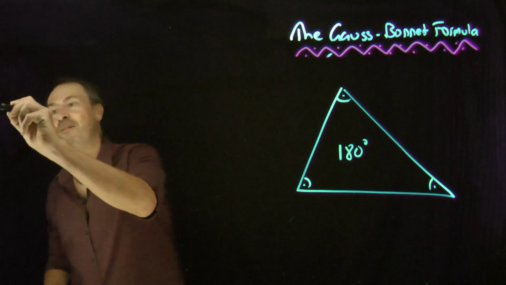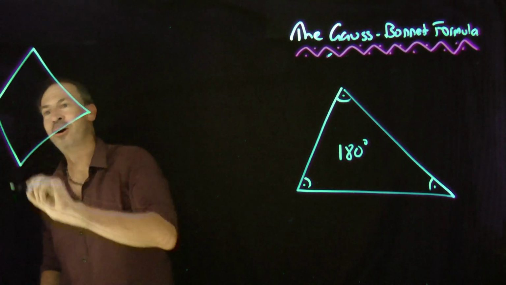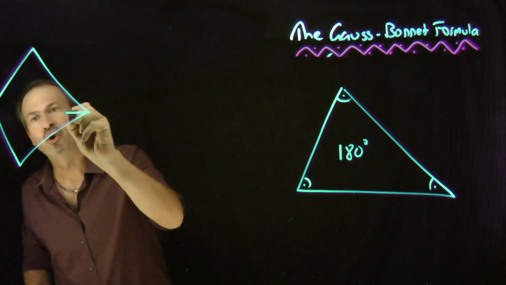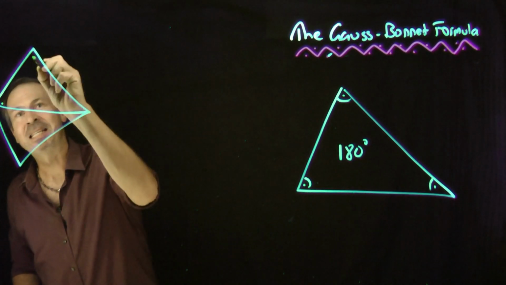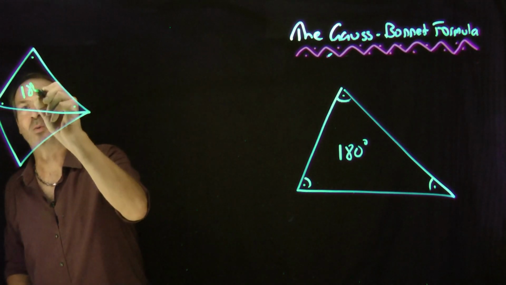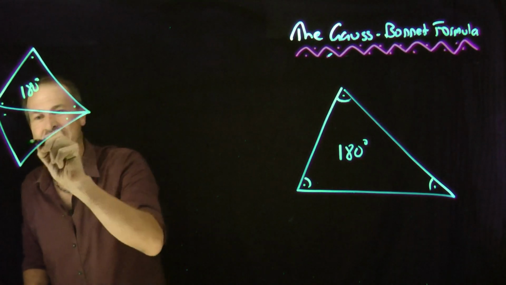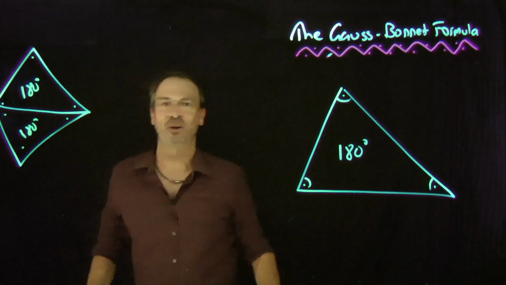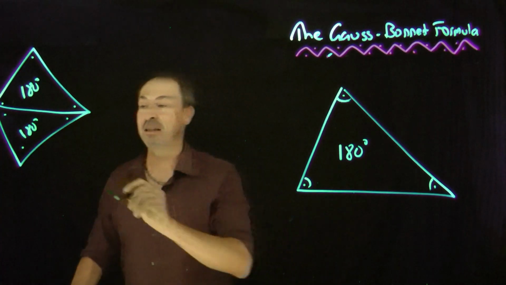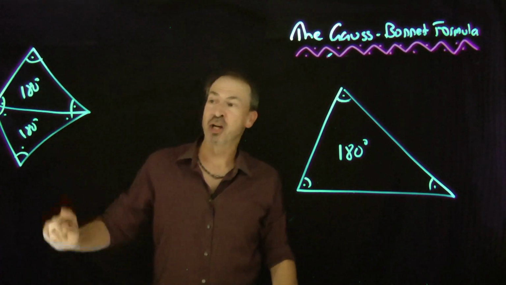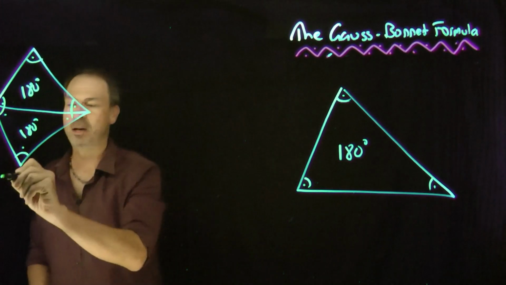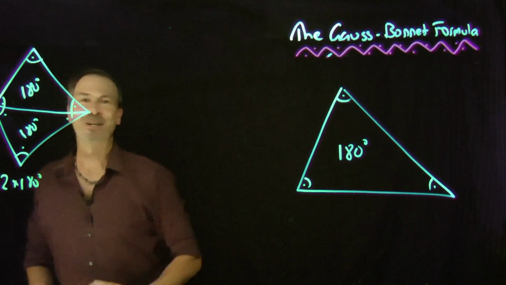For example, here's a 4-sided shape, 1, 2, 3, 4. And I can see I can divide it into 2 triangles. In which case, in Euclidean geometry, the three interior angles of the upper triangle are sure to add to 180 degrees, and the three interior angles of the lower triangle are sure to add to 180 degrees. In which case, we can now see that the four interior angles of the original quadrilateral are sure to add up to two copies of 180 degrees, 360 degrees.